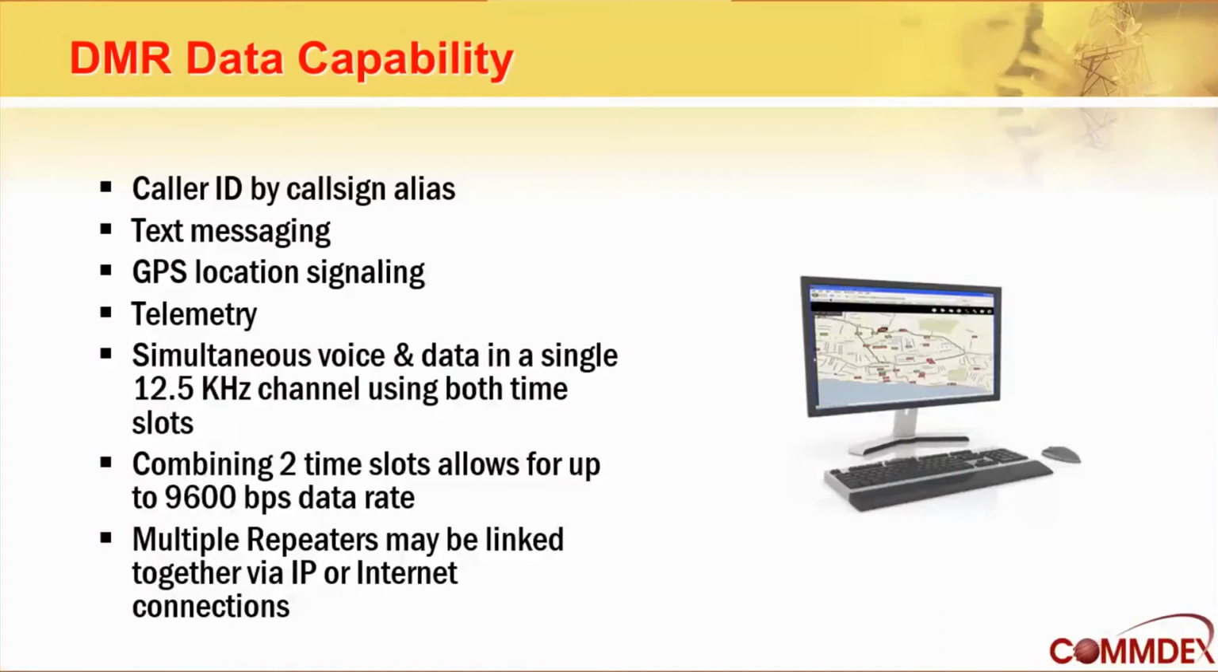DMR, just like P25, has data capability, very similar in that it mostly uses third-party applications to do it, and it just provides the carrier to support data. So just like P25, every user has its own unique caller ID that comes up when you receive the call. You can do text messaging on it. You can do third-party applications to support GPS location. The radios themselves are available with built-in GPS receivers. They can do telemetry. They can do simultaneous voice and data.